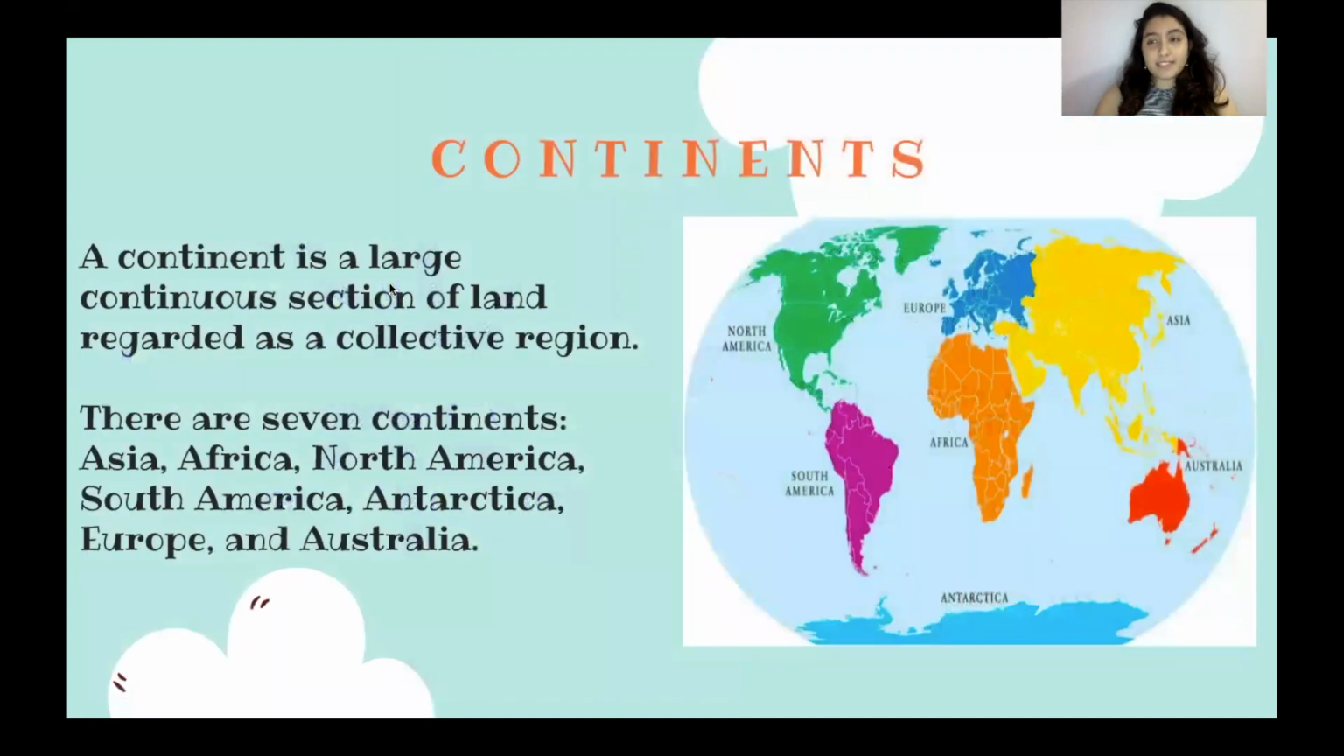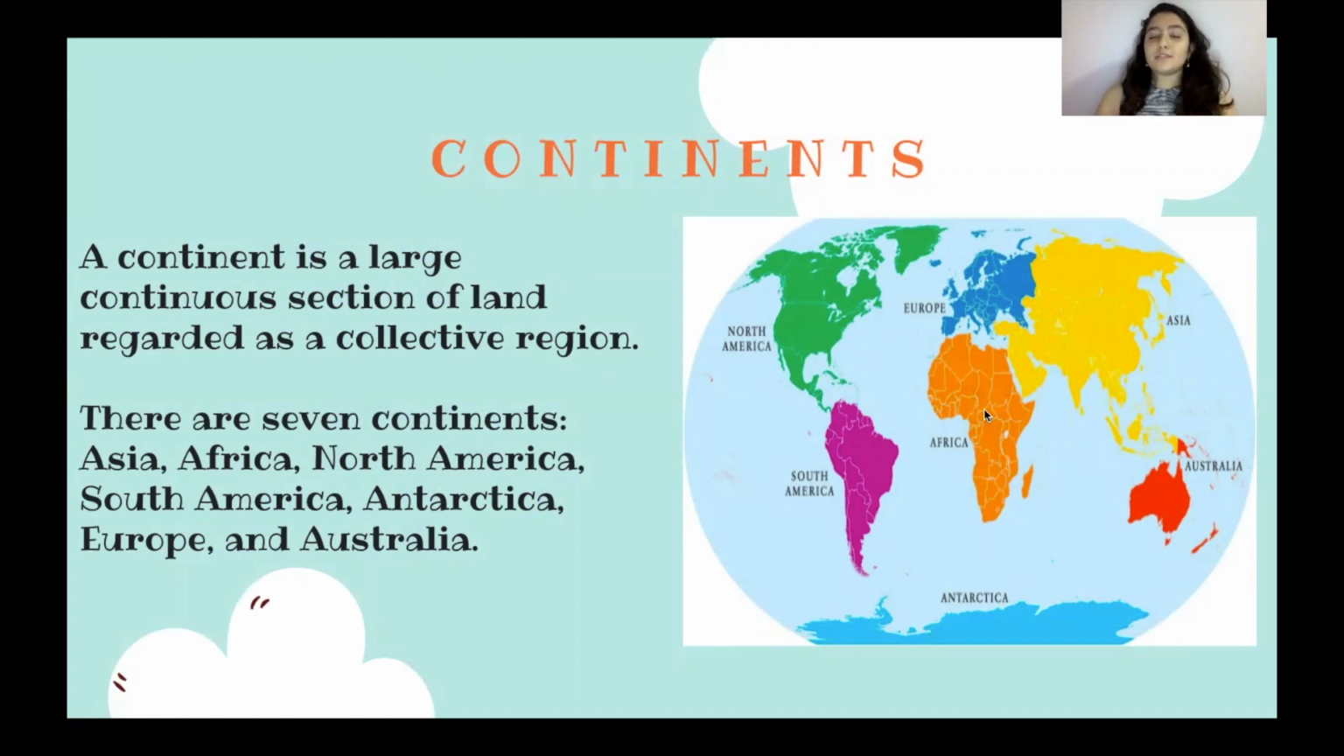So now that we have a basic understanding of what geography and direction is, let's move on to continents. A continent is a large, continuous section of land regarded as a collective region. There are 7 continents, which are Asia, Africa, North America, South America, Antarctica, Europe, and Australia. As you can see on the diagram here, these are the 7 continents, and Malaysia, the country we live in, is in the southeast part of Asia, which is the largest continent in the world.